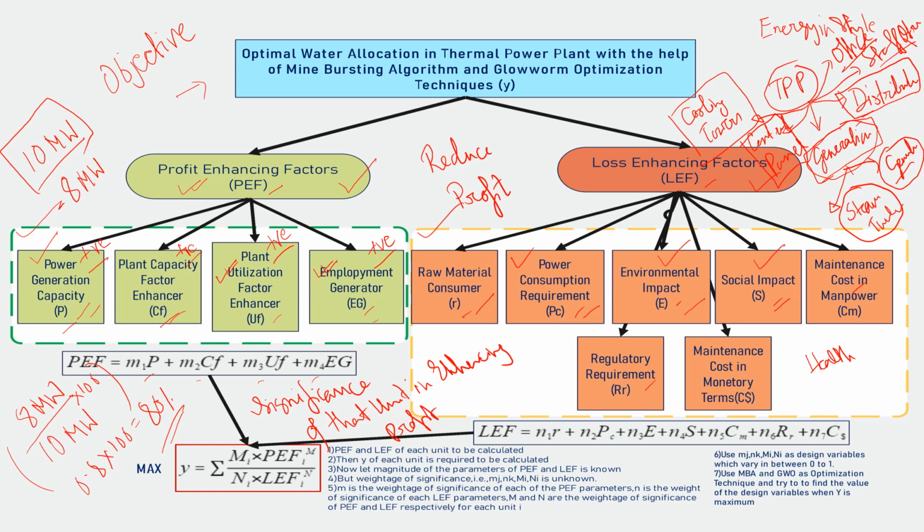Similarly, N1, N2, N3, N4, N5, N6, N7 are the significance of that unit in enhancing loss. So we have 4 PEF and 7 LEF. Now remember, you can include many other factors also, but they must be either profit enhancing factors or loss enhancing factors.